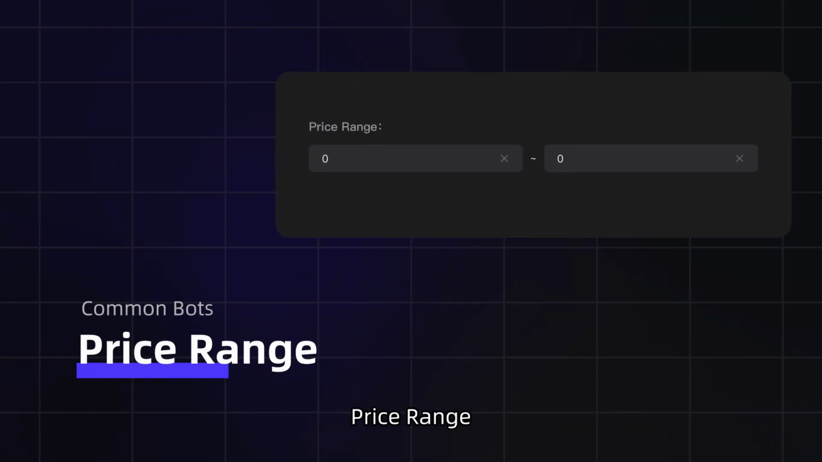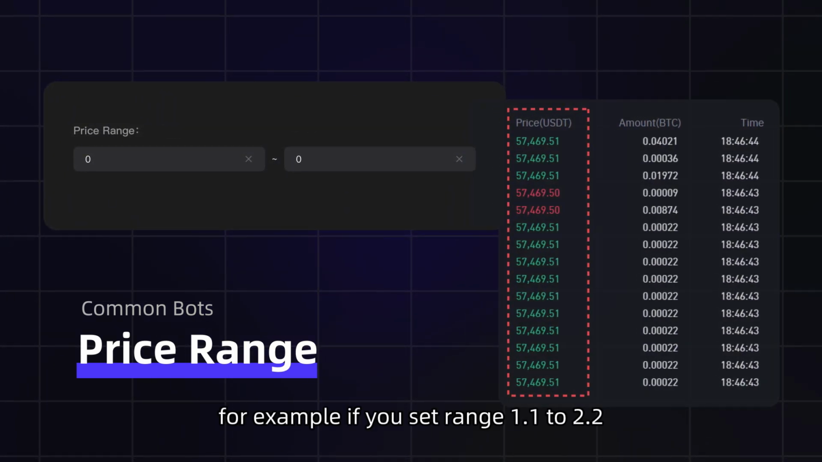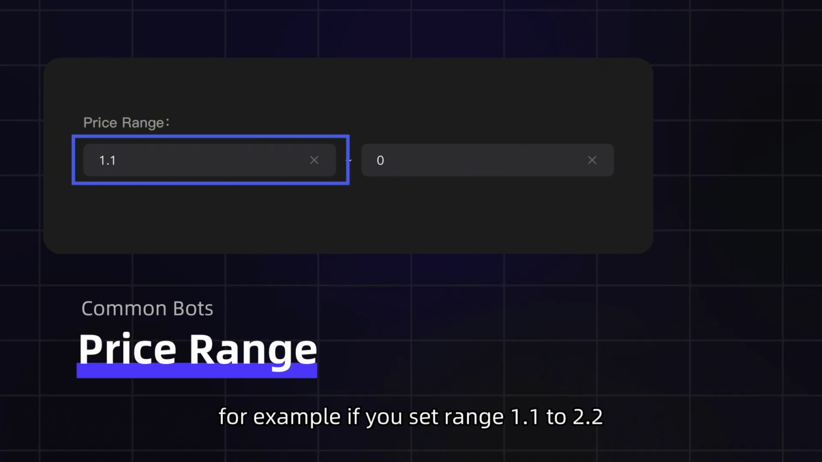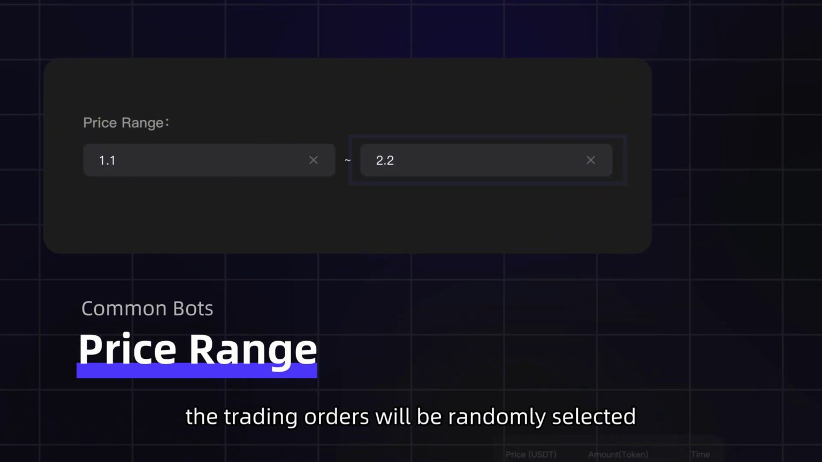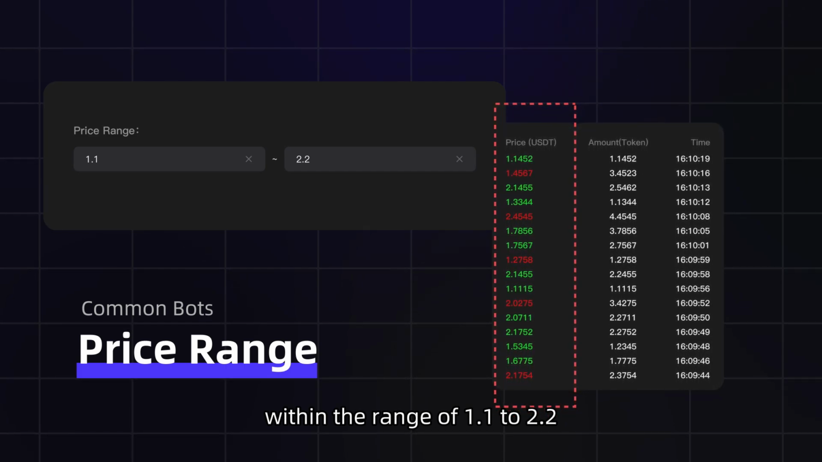Price range. The price range bot will try to trade in. For example, if you set range 1.1 to 2.2, the trading orders will be randomly selected within the range of 1.1 to 2.2.